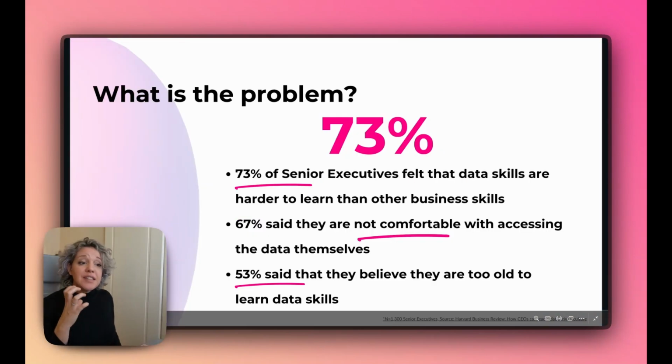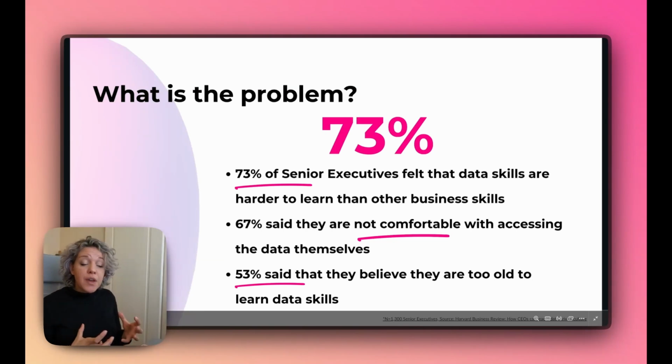As far as senior executives are concerned though, 73% said that they felt that data skills are harder to learn than other business skills, and 67% said that they are not comfortable with accessing the data themselves because Excel can be overwritten. You can accidentally corrupt a formula. 53% said that they believe that they are too old to learn new data skills.